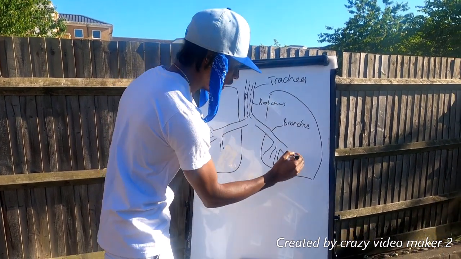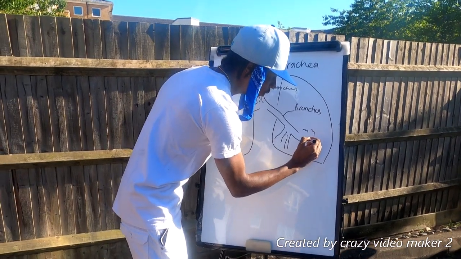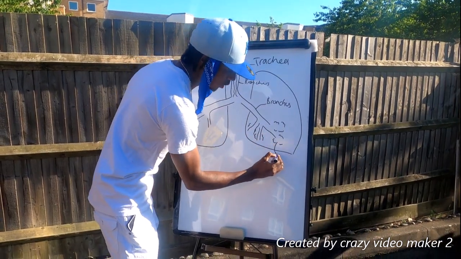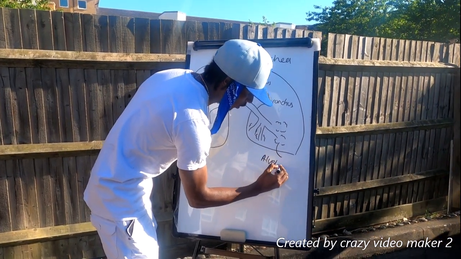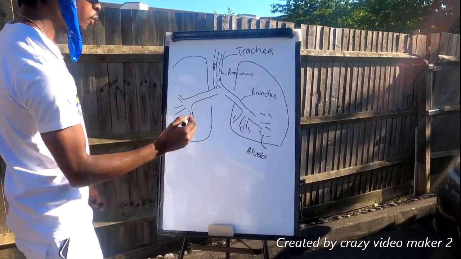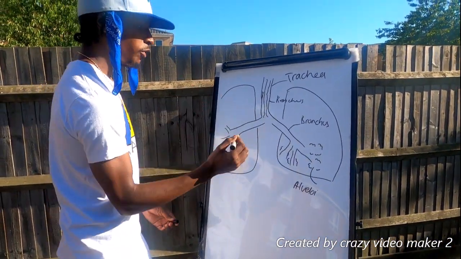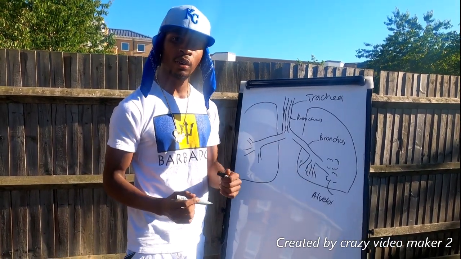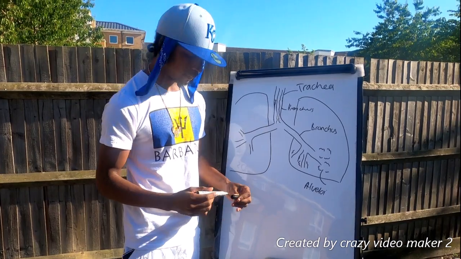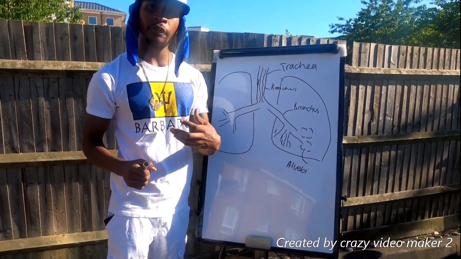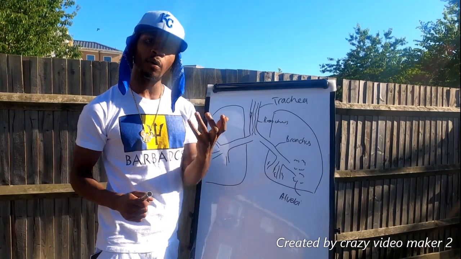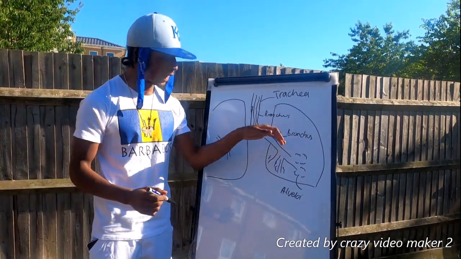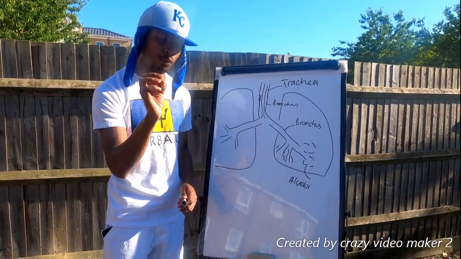at the end of the bronchus, you will have little balls, which are called alveoli. What are alveoli? Alveoli are responsible for the exchange of oxygen and carbon dioxide. Where you breathe in oxygen and breathe out carbon dioxide is done by the alveoli. Alveoli are like trillions of balls found at the end of the bronchus. They're only small little balls.